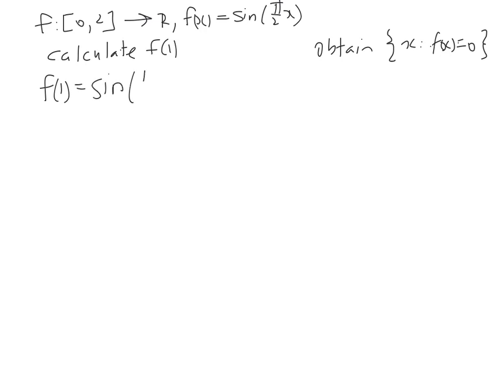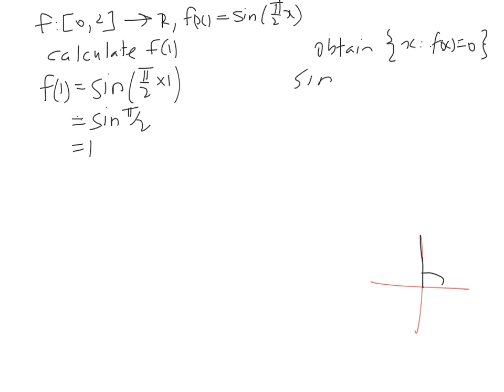So we're going to say f of 1 equals sine of pi over 2 times 1. So we're left with sine of pi over 2. And then we know that sine of pi on 2 is equal to 1, because according to our unit circle, which I forgot to draw, if we go up to pi on 2, we're at 1.